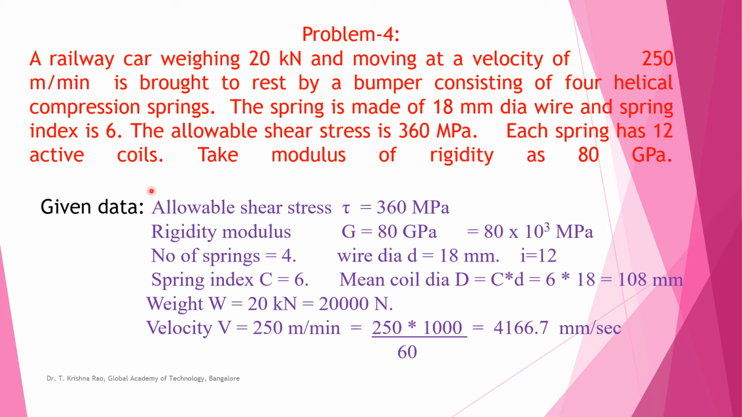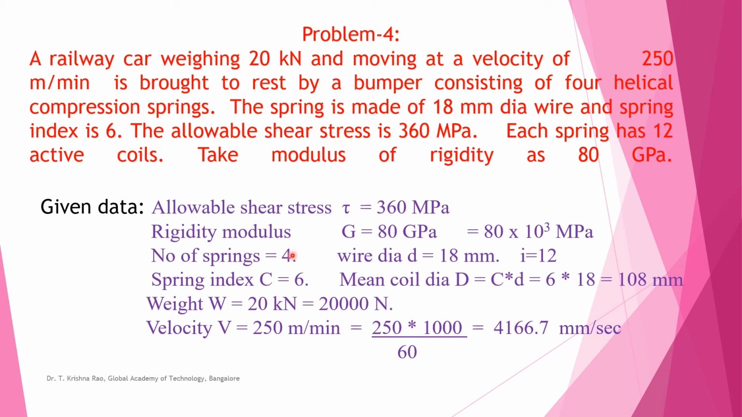Each spring has 12 active coils. So the number of coils is given. We have to find out the deflection backward. The modulus of rigidity is 80 GPa. So what is given to us in this problem? Again, railway wagon. Railway car means we have to use kinetic energy, horizontal movement here. Allowable shear stress is 360. Rigidity modulus is given as 80 GPa.